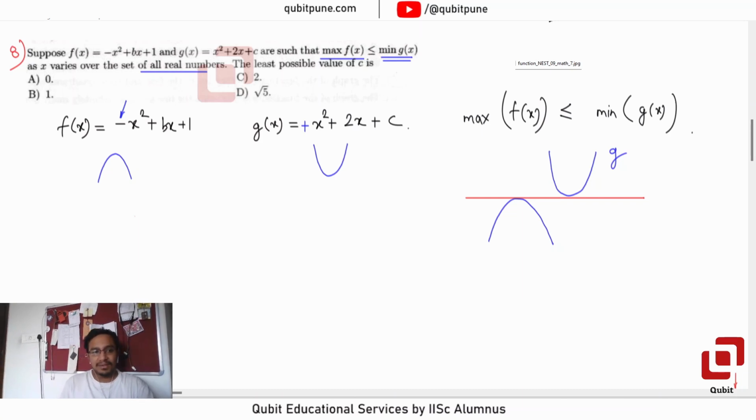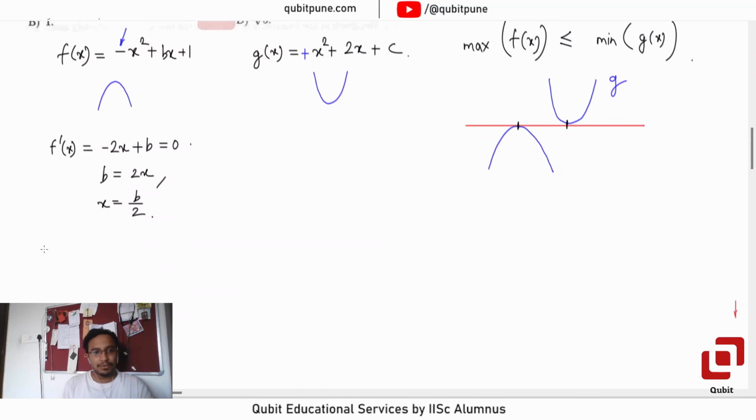Okay, now how to solve the problem? We can definitely try to find these two points and their values, the coordinates, etc. So how to find that? You can use derivatives. First take the derivative here: minus 2x plus b, equated to 0. If you equate it to 0, you will get x equal to b by 2. There is no need to go for the second derivative because you already know that the second derivative will be constant and negative, so that will be a maximum.